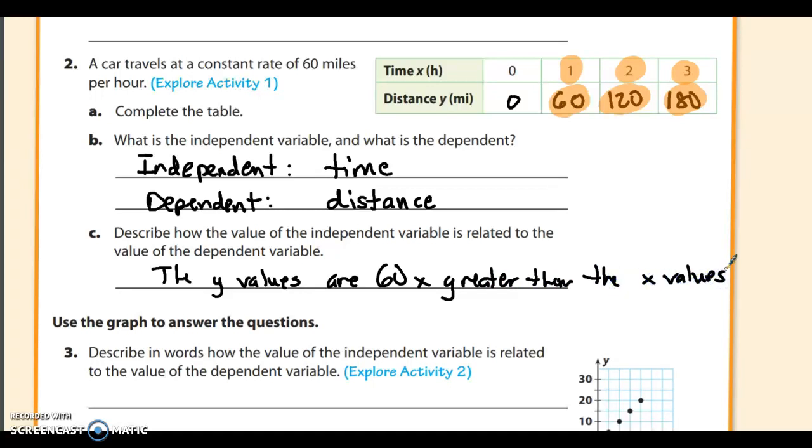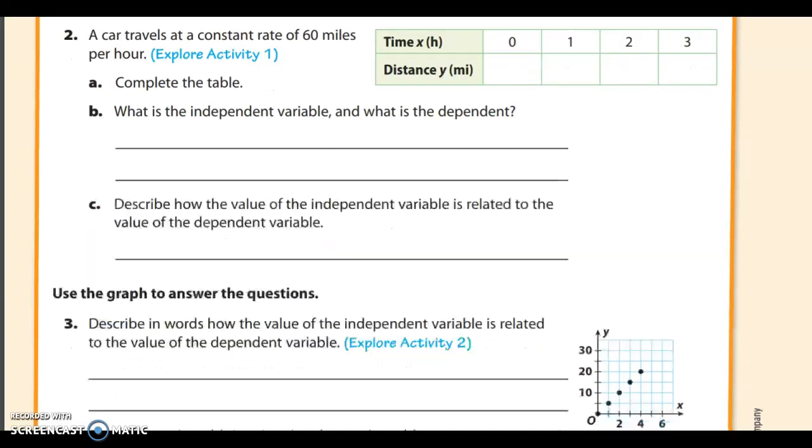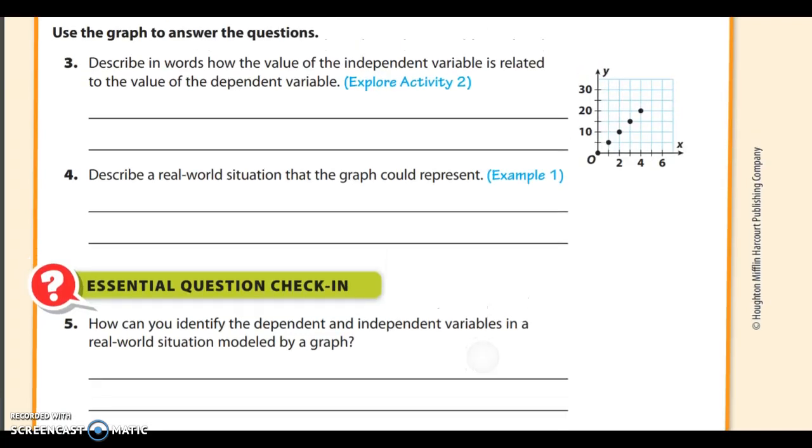All right, good job. Number 2. Let's move on to number 3. The directions read, use the graph to answer the questions. Number 3 reads, describe in words how the value of the independent variable is related to the value of the dependent variable. Well, one thing we need to do is figure out the values here. It goes 1, 2, 3, 4, 5. And what's happening on the y-axis is it's going by 5. 5, 10, 15, 20, 25.